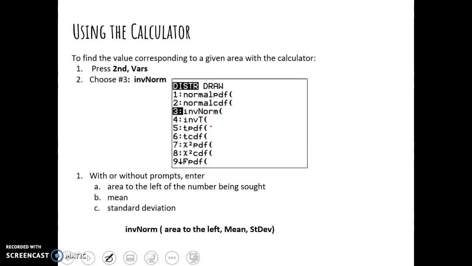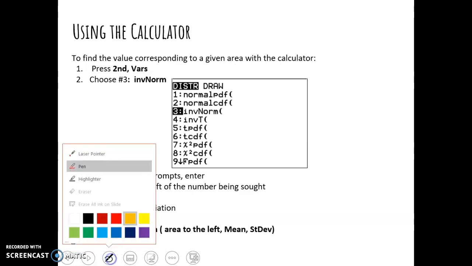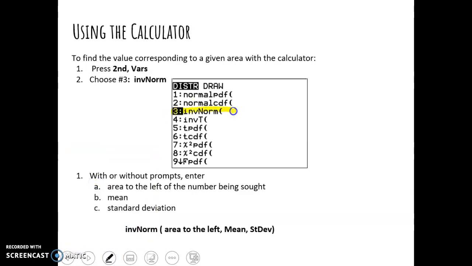So with the calculator, we're going to use the function invNorm. It's found under second vars, but this time we choose number 3. Now, with or without prompts, you're going to be asked for an area. Make sure that you put in the area to the left of the number that you're looking for. Make sure it's area to the left. If they give you the area to the right, you might have to use the rule of complements to figure out what the area to the left is.